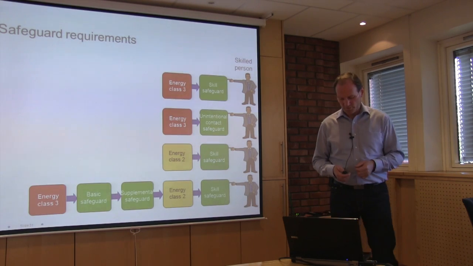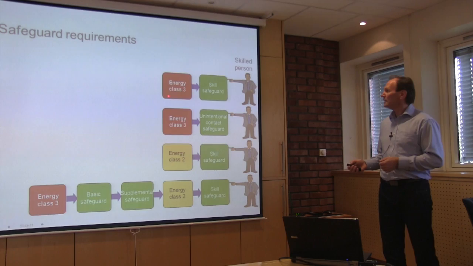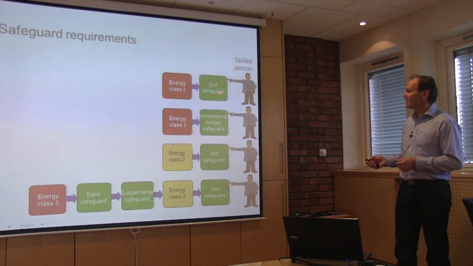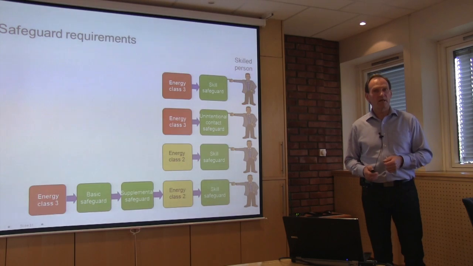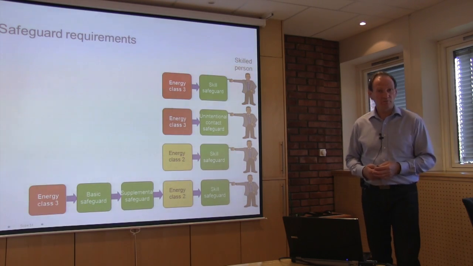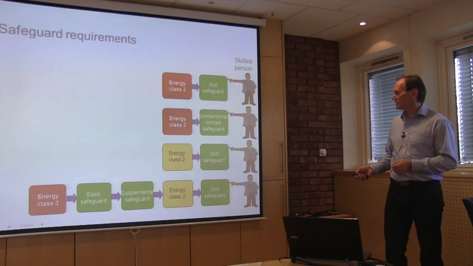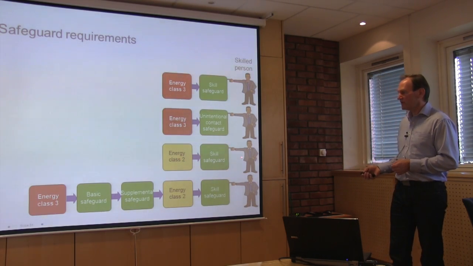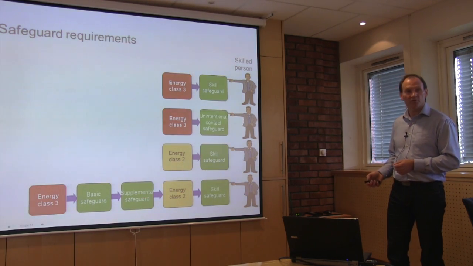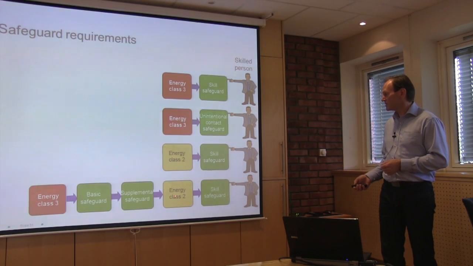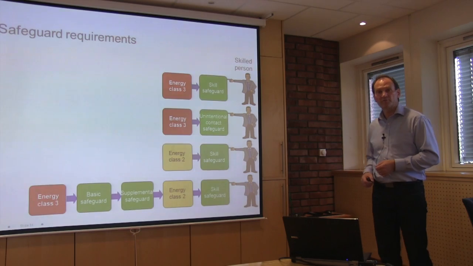And for the skilled person, energy class 3, a skill safeguard. And there should also be some prevention against unintentional contact safeguard. As we know today from 950, we also have that. And from energy class 2 is a skill safeguard. And again, energy class 3 to energy class 2 is basic and supplementary or double. And then from energy class 2, it's enough with the skill safeguard.